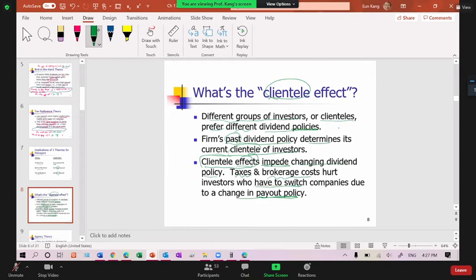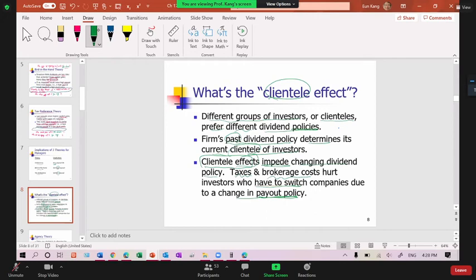People in some kind of tax bracket. It's simply that high tax bracket people like growth stocks, low dividend stocks or no dividend stocks. They pay high tax. But low tax bracket people like income stocks. They like dividends, right? That is the clientele effect. And that is something you cannot ignore as a financial manager. So it is very important not to change your dividend policy abruptly. The current stockholders may not like that.